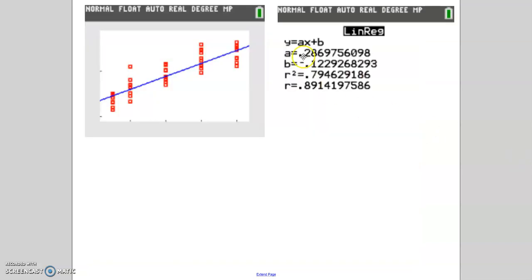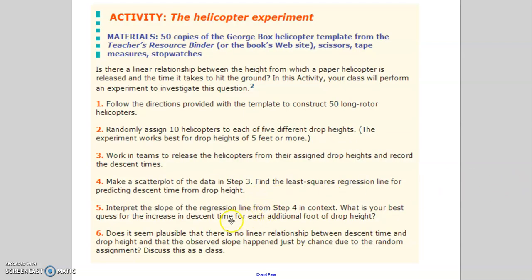Now, interpret the slope. To interpret the slope, this number, let's say 0.29, what does that mean? The slope means for every one increase in your explanatory variable, that's the predicted increase in y. This variable down here was drop height. This variable right here was the time it took to fall. So what that means is if you increase drop height by 1 foot, the expected increase in time it takes to fall is 0.287. That's what the slope means.